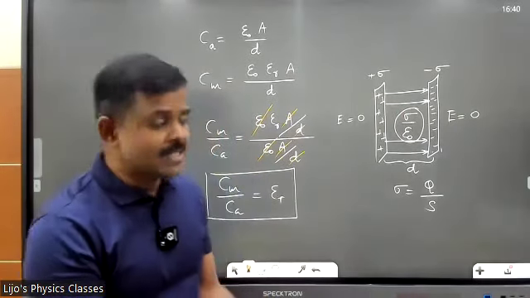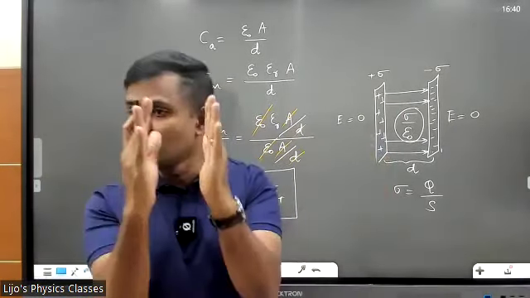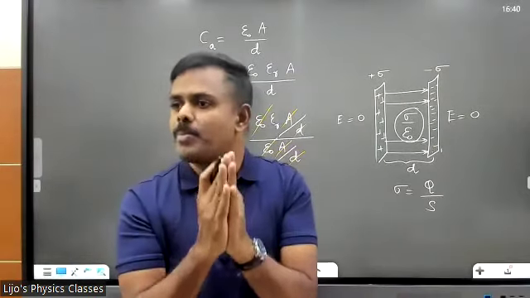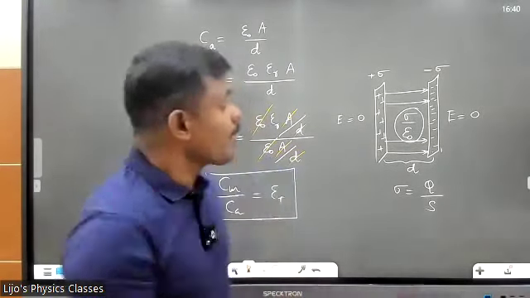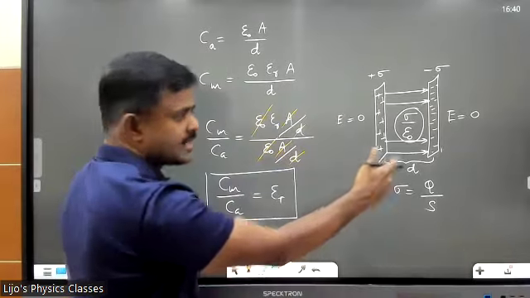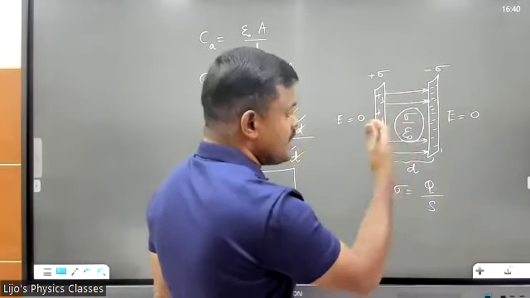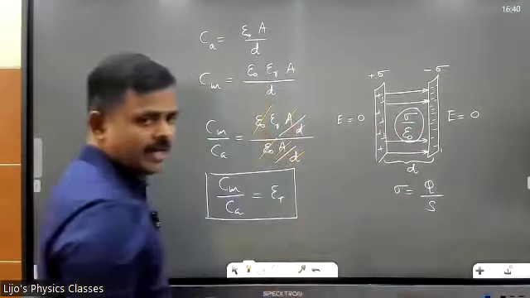All right. Capacitor assembly looks like this. There will be two plates side by side. They are called parallel plates. First plate has positive charges. Second plate has negative charges. And inside there is an electric field, sigma by epsilon 0.